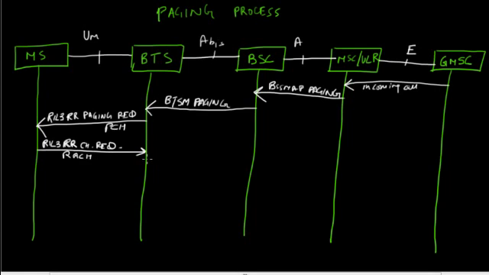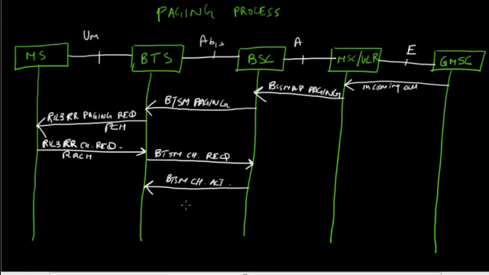The BTS from here sends a BTSM channel required message to the BSC. The BSC sends back a channel activation message in order to activate the radio channel. So it sends the BTSM channel activation message to the BTS here.